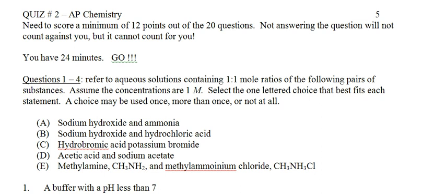Questions 1 through 4 refer to the aqueous solutions containing a 1-to-1 mole ratio of the following pairs of substances. Assume the concentrations are 1 molar. Select a one-lettered choice that best fits each statement. A choice may be used once, more than once, or not at all.